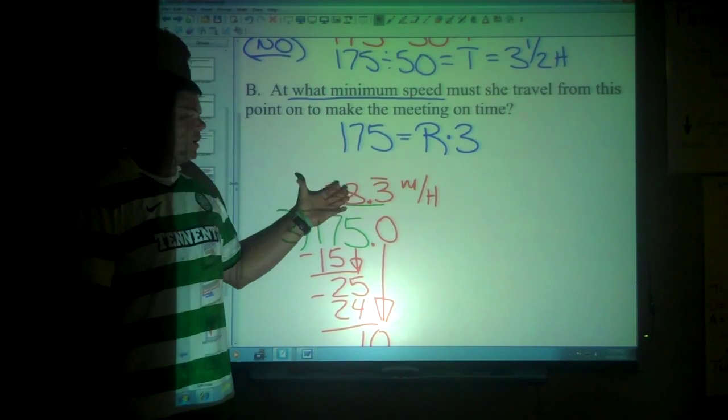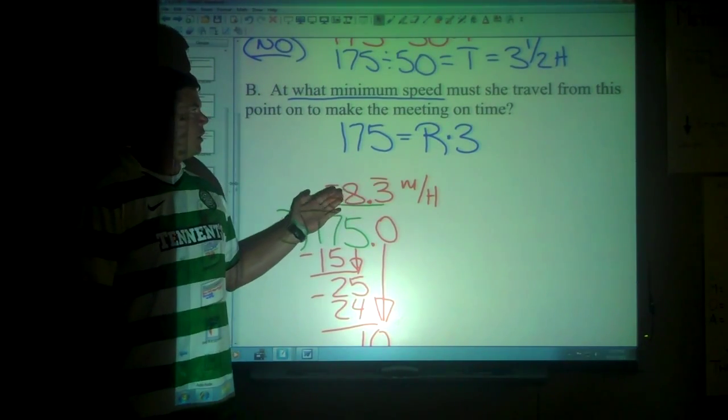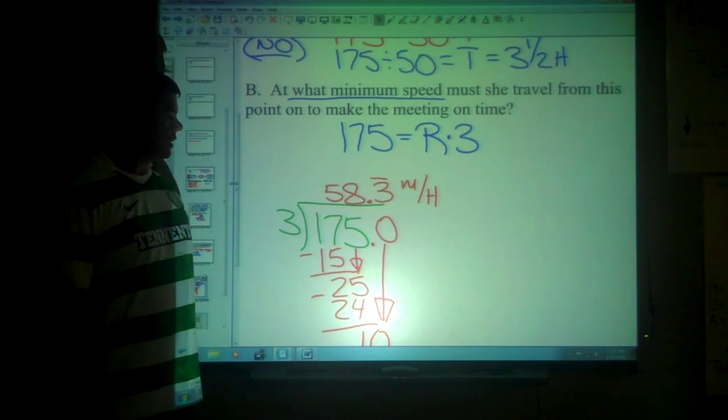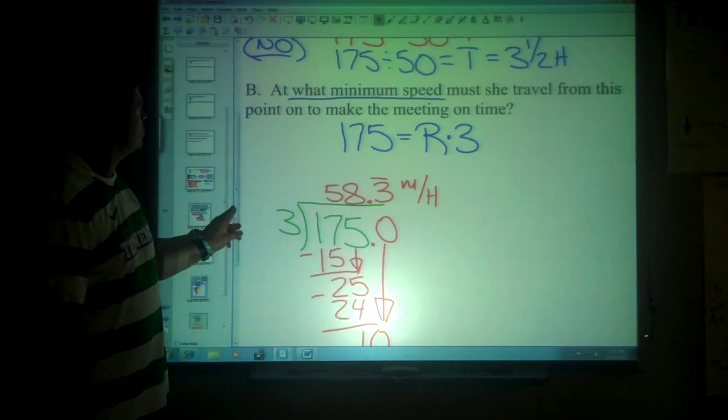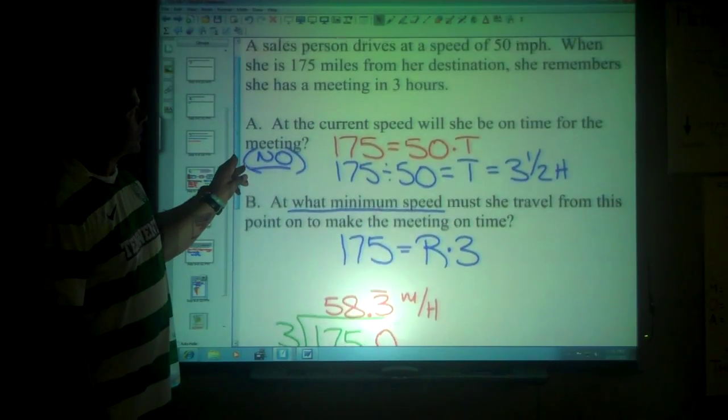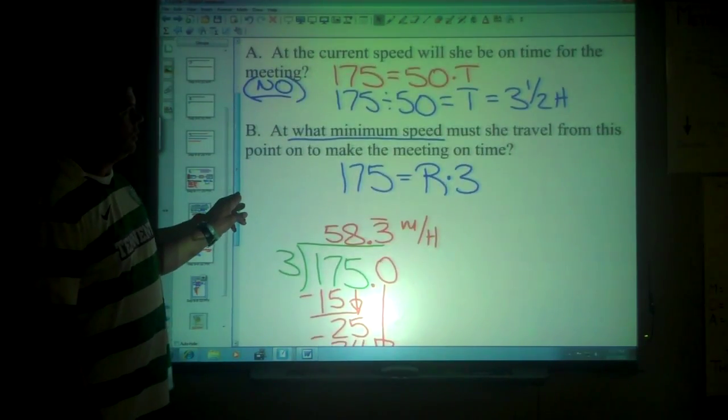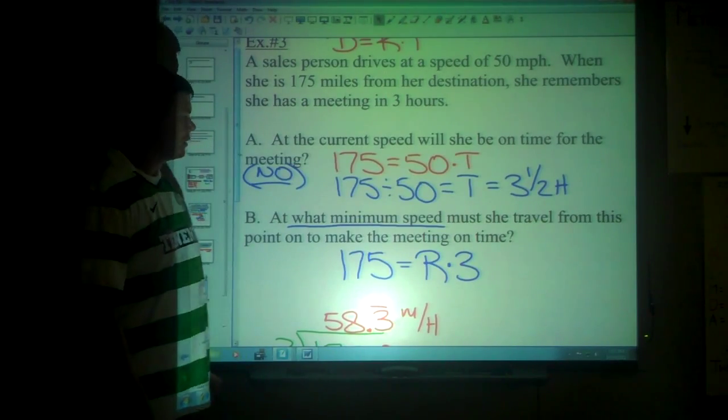So she'll probably make it 59 or 60 miles an hour. Hopefully she's on a freeway where that's an acceptable speed, and she'll make it a little bit early, maybe have enough time to use the restroom before the meeting. But given the circumstances that she has right now, if she stays at 50 miles an hour, she'll never make it.